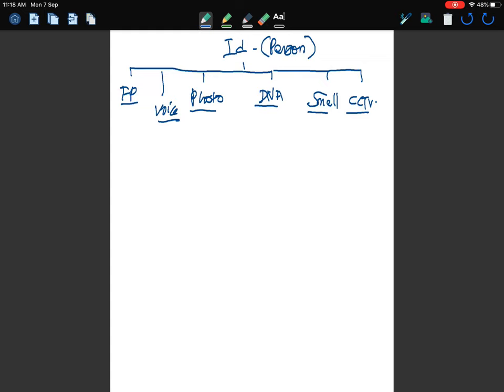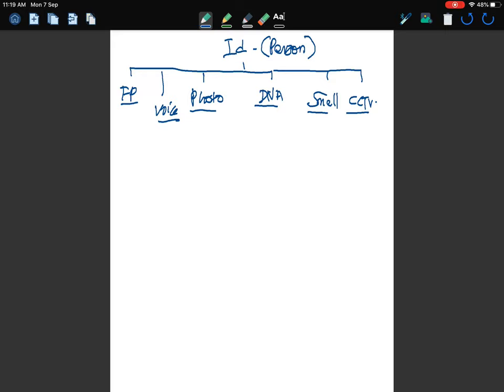Now, when you talk about identification by fingerprint, what you have here is that you are retrieving the fingerprint from the scene of the crime. What you do is you may do some comparison of fingerprint identification. You may have the accused person's actual fingerprint and the fingerprint which you retrieved from the scene of the crime, and you compare that.